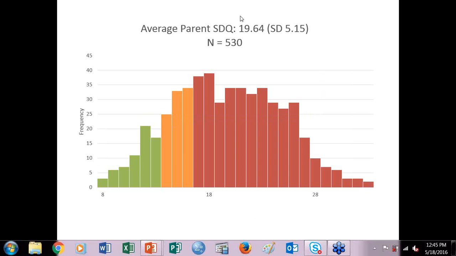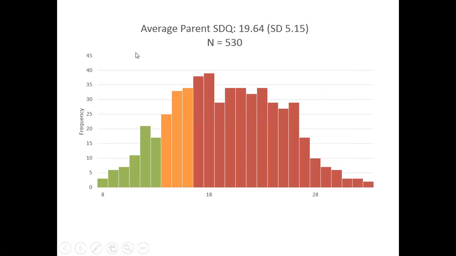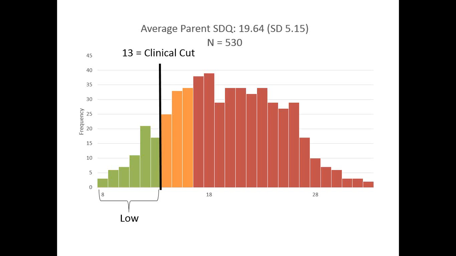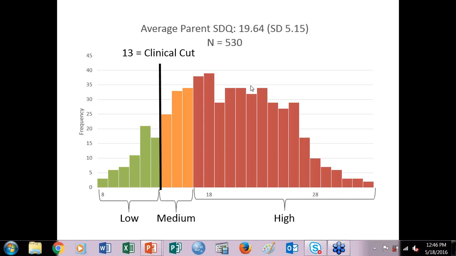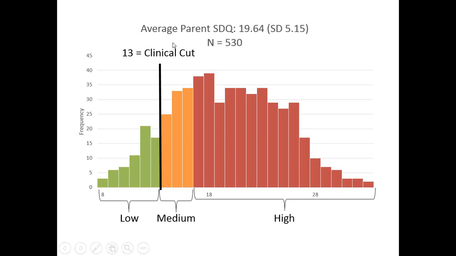All right, and here is another histogram of baseline parent SDQ data. On the parent version, the clinical cut score is 13. And basically for all those above that, the SDQ developers put them into different groups. We've got the low group, or not so much a concern, medium distress or some medium concern, and the high risk. So this is how the parents responded to the SDQ.